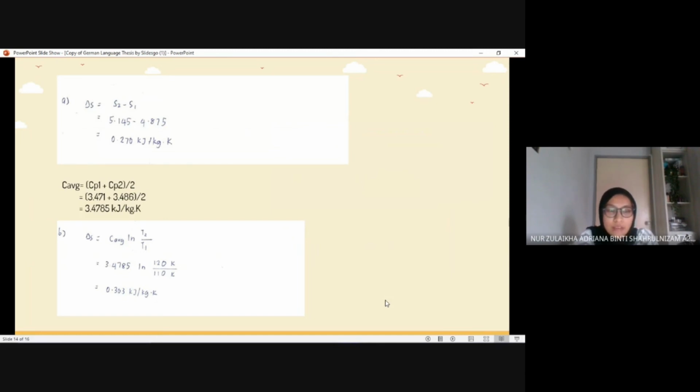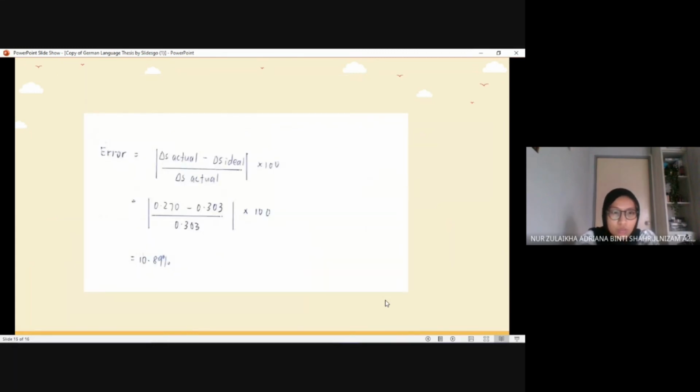To find the C average, we use the formula Cp1 plus Cp2 divided by 2. We substitute the values and we get C average as 3.4785 kilojoule per kg Kelvin. So we substitute into the formula and we get the entropy change approximating liquid methane as 0.303 kilojoule per kg Kelvin. For the error, we use the formula delta S actual minus delta S ideal over delta S actual times 100. We substitute the values and we get the percentage error as 10.89%.